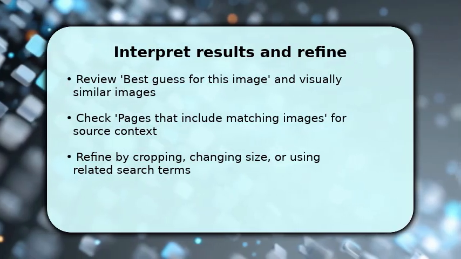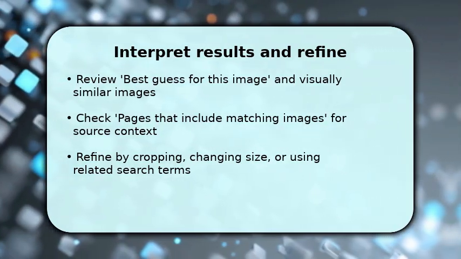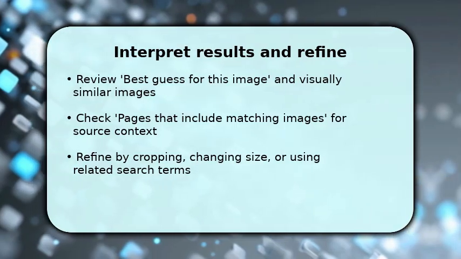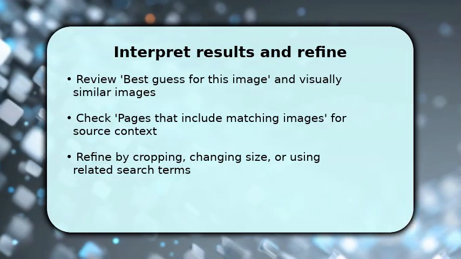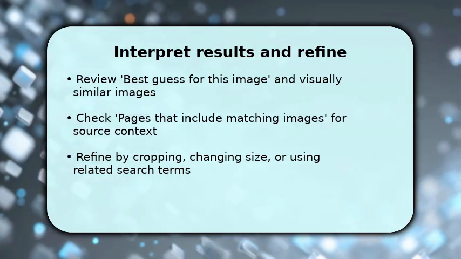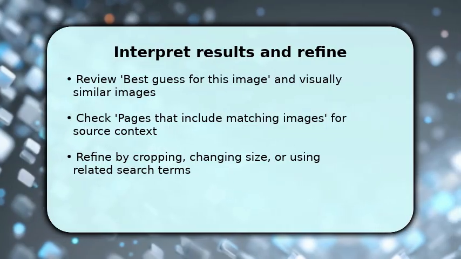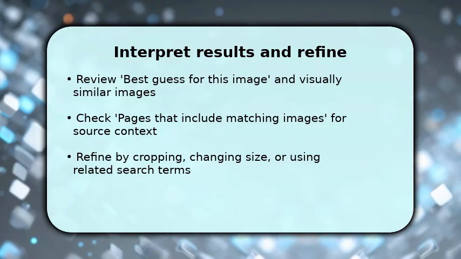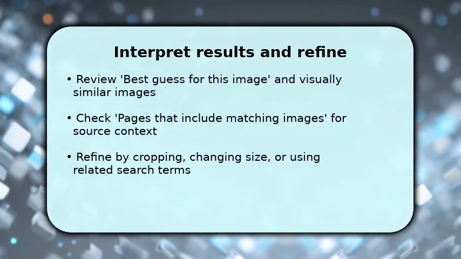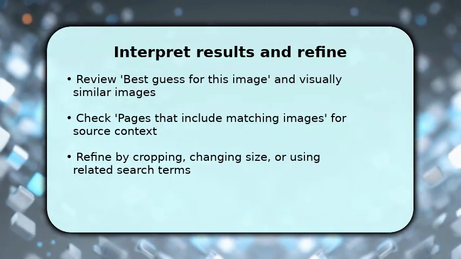Read all three. Once you scan the matches, click through promising pages to verify origin, date, or licensing. This gives context. If matches are noisy or irrelevant, make adjustments. Crop the subject, re-upload at higher resolution, or add keywords in the search bar to narrow results. These refinements guide Google to more precise, useful matches for your intent.